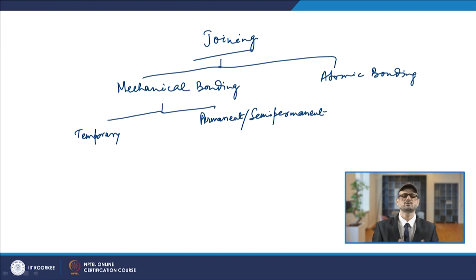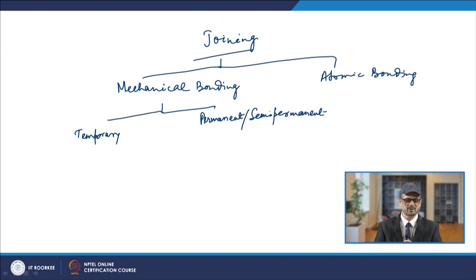So, if you talk about the temporary joint, what does it mean? It means that whenever you feel, you can take the two pieces which you have joined and separate them, and the medium with which it is joined is also intact. So, that is temporary joint, and normally you have nut and bolt joint. These are examples of temporary joint.